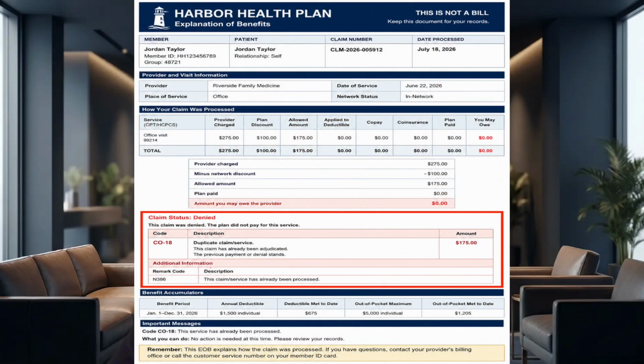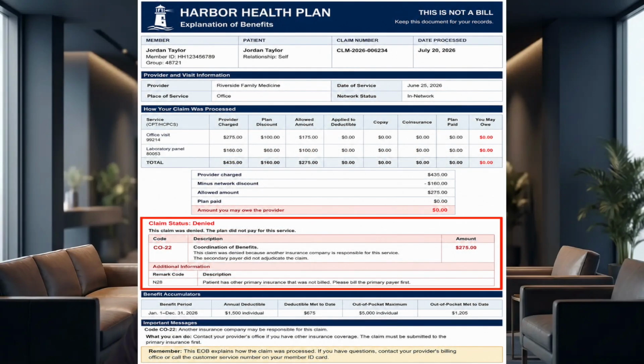CO18, duplicate claim. Insurance believes they've already processed this claim. Don't automatically rebill this claim. Investigate it first. CO22, coordination of benefits. Another insurance company may need to process this claim first, and this often happens when patients forget to update their insurance information.